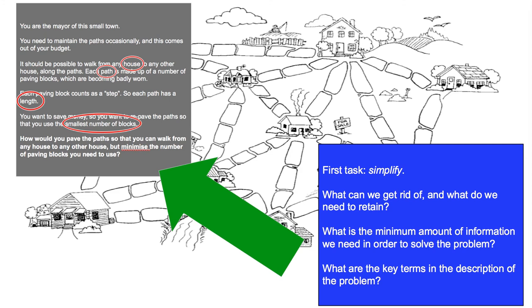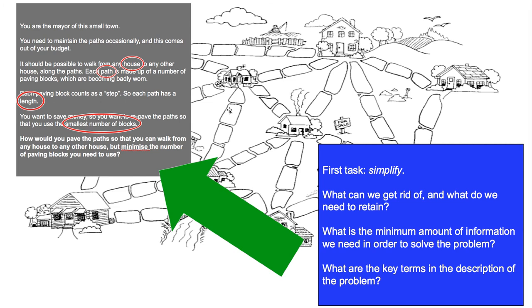So thinking about it, this is all we really need to know, and I've circled the important information here in red. We don't need to know about the birds or the kid on the bike or that one of the houses is for sale. We don't even really need to know that we're dealing with something called a town or that we're the mayor. We just need to know that there are things called houses, our nodes, that are connected by paths, that is the links, and that each path has a length.